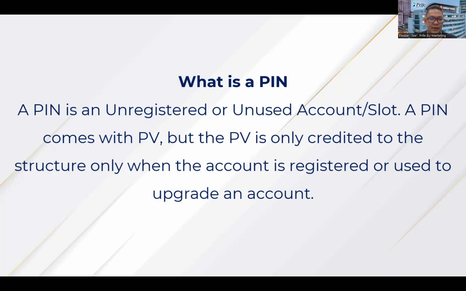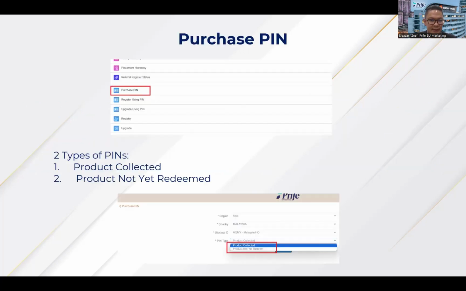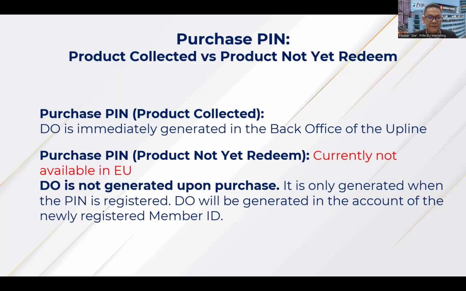Okay, all right. So the first way is the purchase pin. Purchasing a product and registering using a pin. There are two types of pin: product collected and product not yet redeemed. So what are the differences?